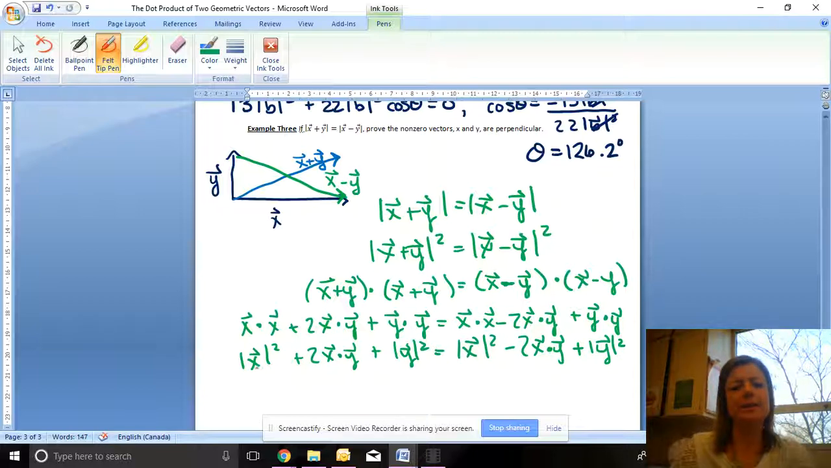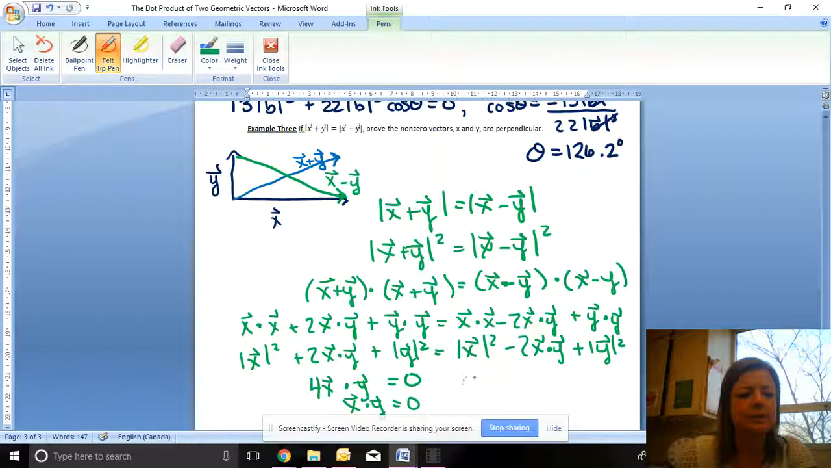Now these here are all scalars, and they're the same on either side, so they can be taken away. We move this to the other side and we get 4x dot y has to be equal to 0. So x dot y has to be equal to 0. And therefore, since that's true, x must be perpendicular to y since their dot product is 0.